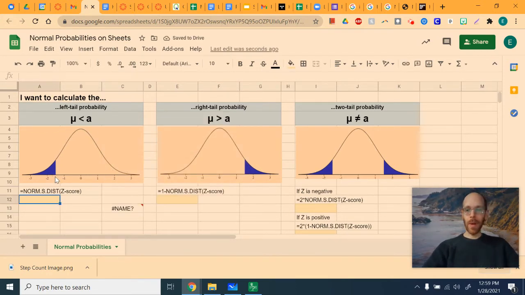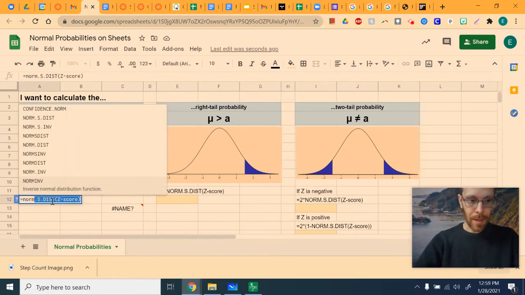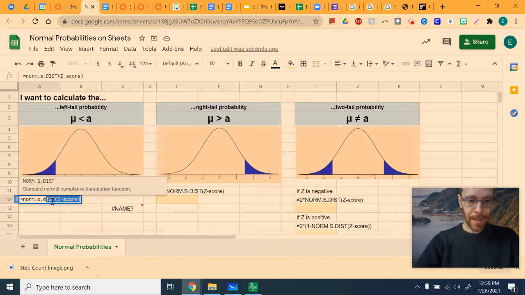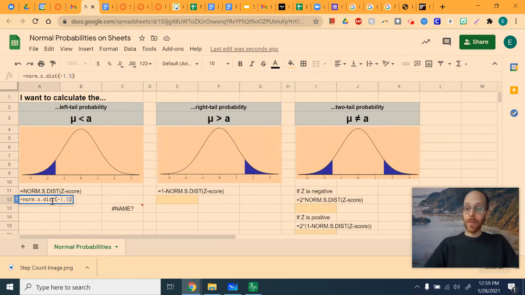Now let's suppose we want the probability that a z-score is negative 1.5 or less. Well, all we have to do then is type in norm.s.dist and then put in the number. So in this case, negative 1.5. Make sure that you include the negative, you'll get the wrong answer otherwise. And so there's our probability. It's 0.0068. If you would like that as a percentage, it is as simple as coming up here to your little percent button and hitting enter. Okay. So that's pretty easy.